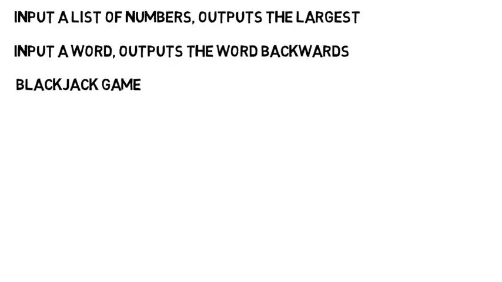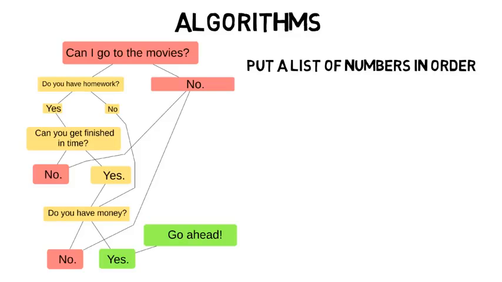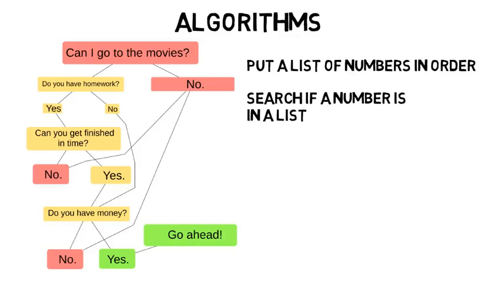You'll also get into some basic algorithms, which are kind of like step-by-step instructions to solve a problem, just like this image even. But in programming, you'll be asked things like, how do you tell the computer to put a list of numbers in order as efficiently as possible? Or how does the computer search if a number is in a list? So you gotta understand what the computer can do.